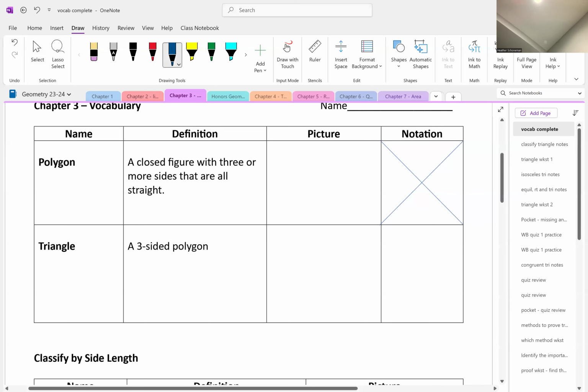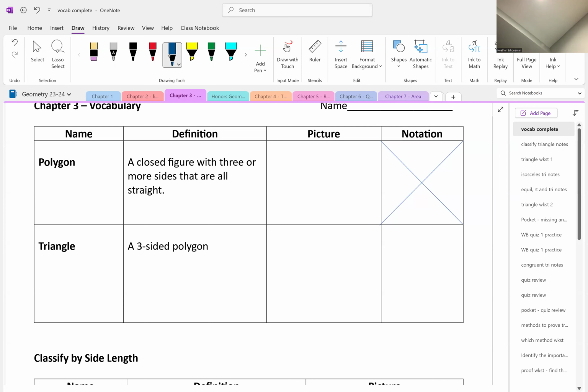Okay, this is the video for the vocab for the start of the triangle chapter. So the first word we have is a polygon, and a polygon is a closed figure with three or more sides that are all straight. A closed figure with three or more sides that are all straight.